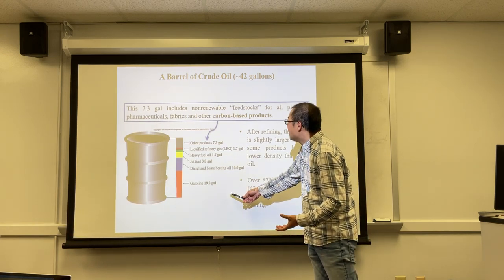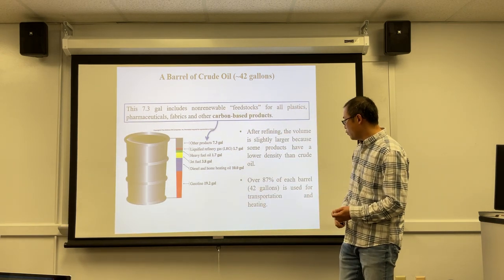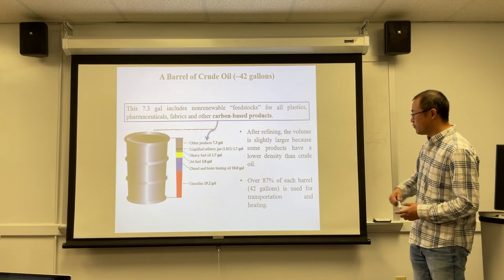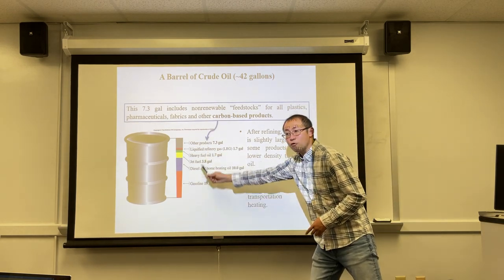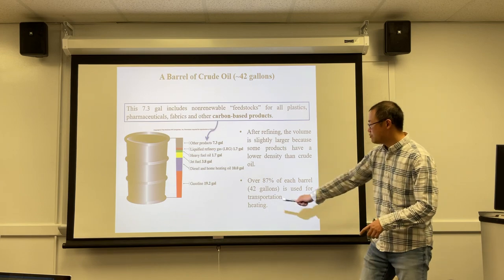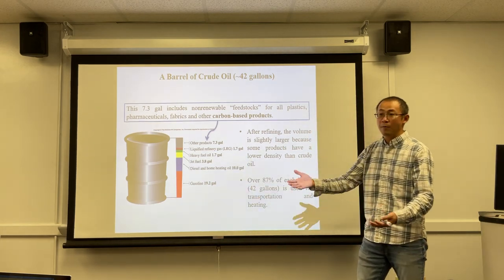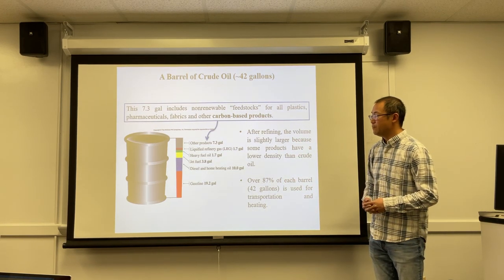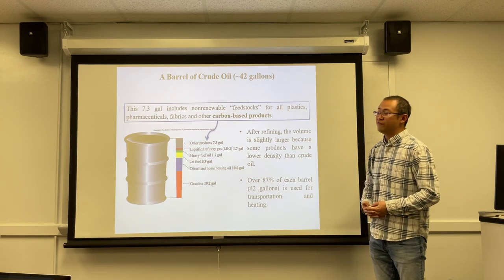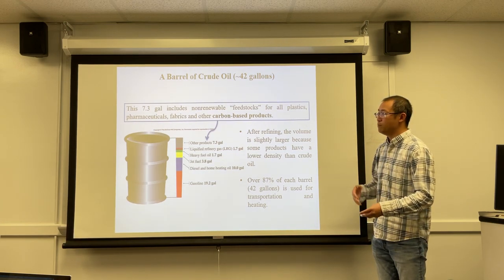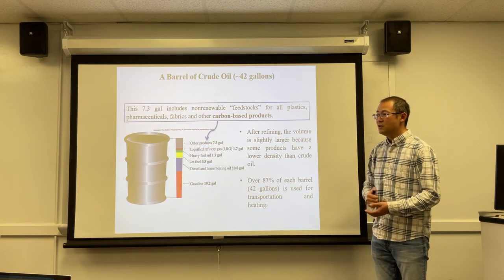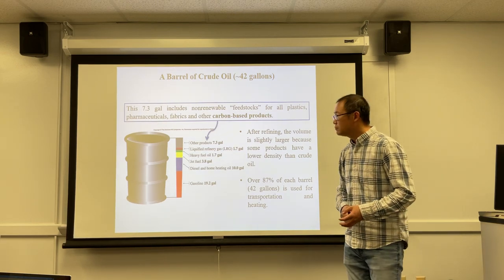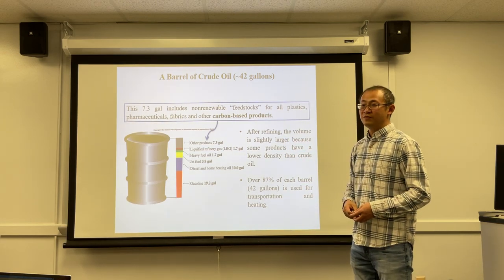You can see that out of 42 gallons, over 87%, close to 90%, is used for what? For fuel, right? Fuel can be used in transportation and what? And heating. We burn the fuel for heating purposes, or we burn the fuel to provide the energy for driving different automobiles, trucks, airplanes, etc. But the majority of crude oil goes where? Goes to fuel.